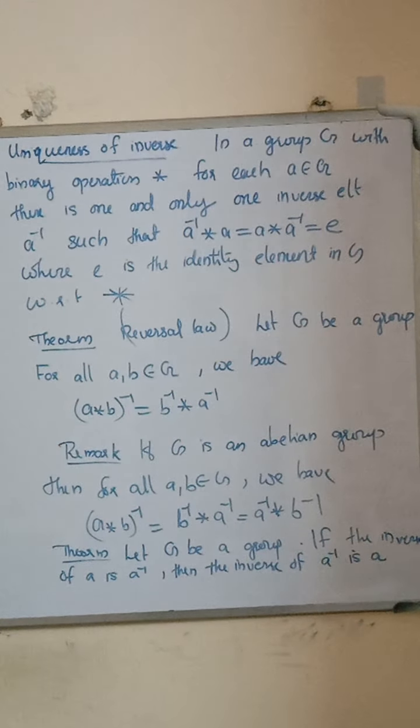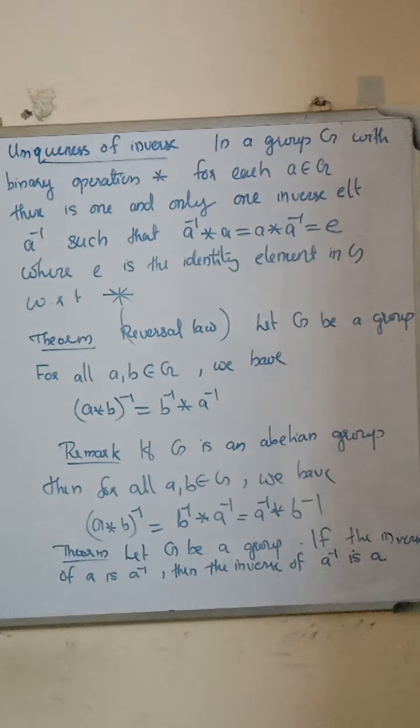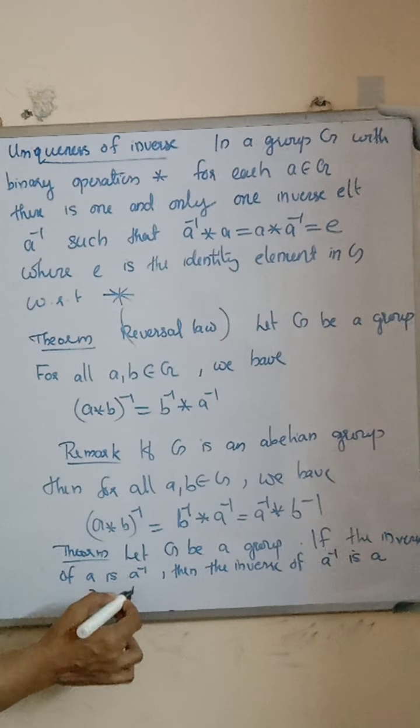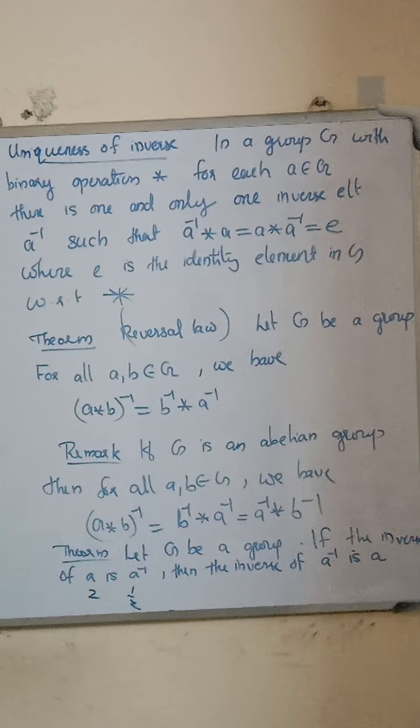Next theorem, let G be a group. If the inverse of A is A inverse, the inverse of A inverse is A. You know that the multiplicative inverse of 2 is 1 by 2. Then the multiplicative inverse of 1 by 2 is 2. So if A inverse is the inverse of A, then definitely A is the inverse of A inverse.